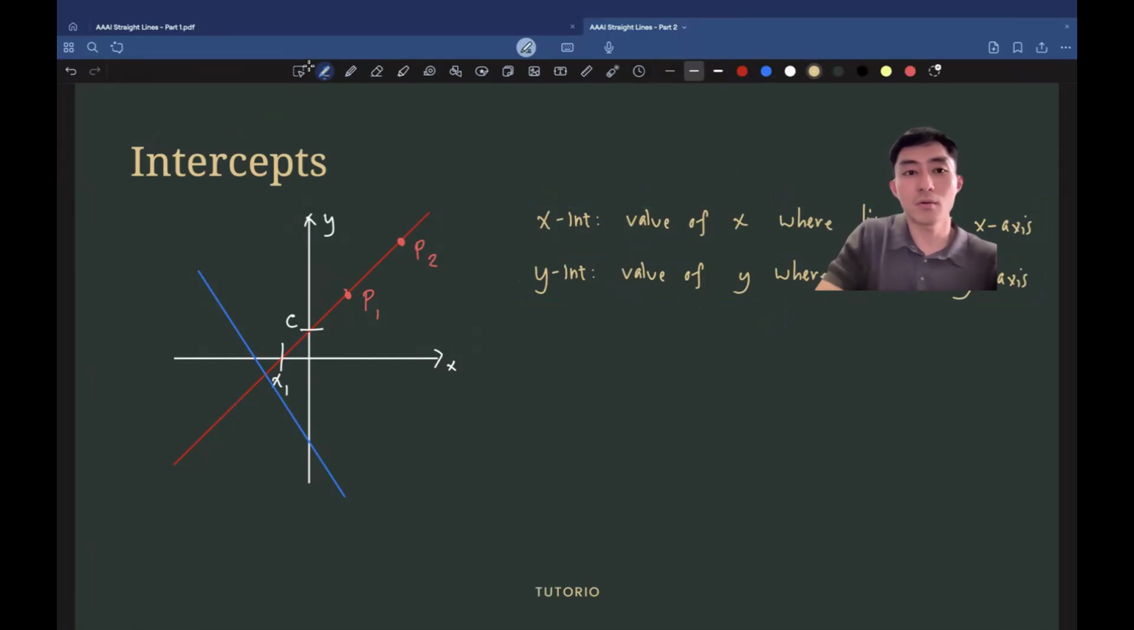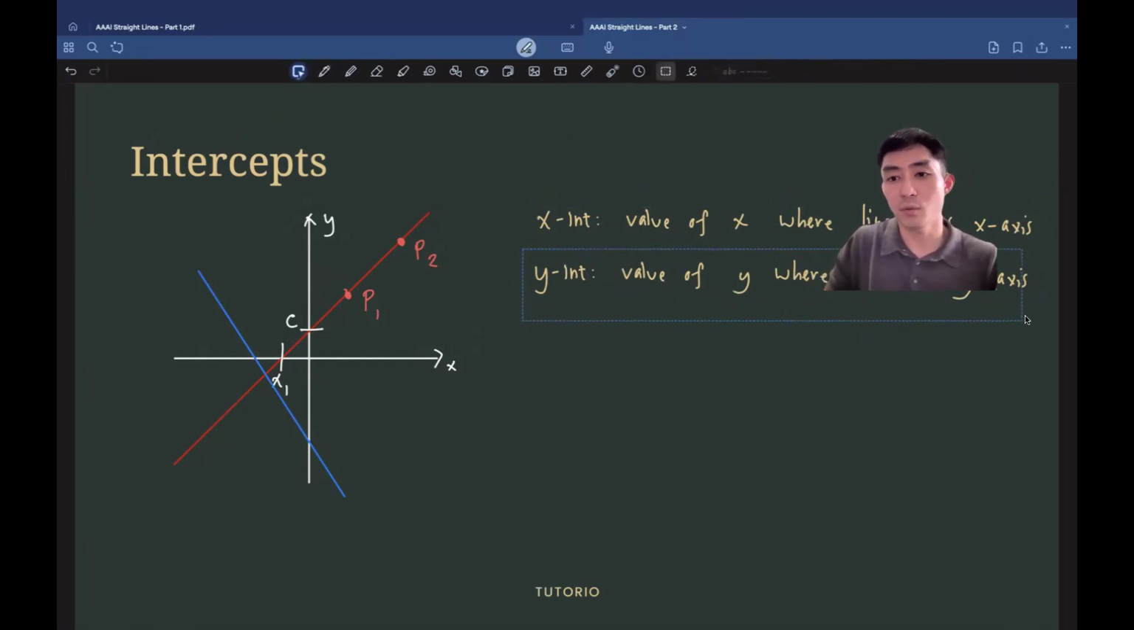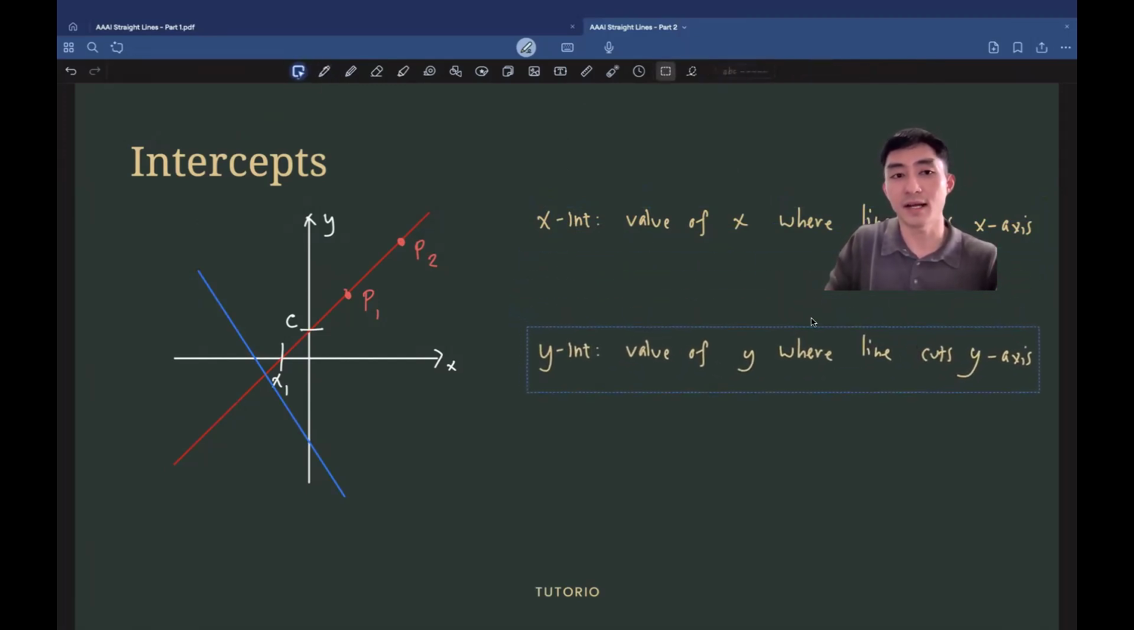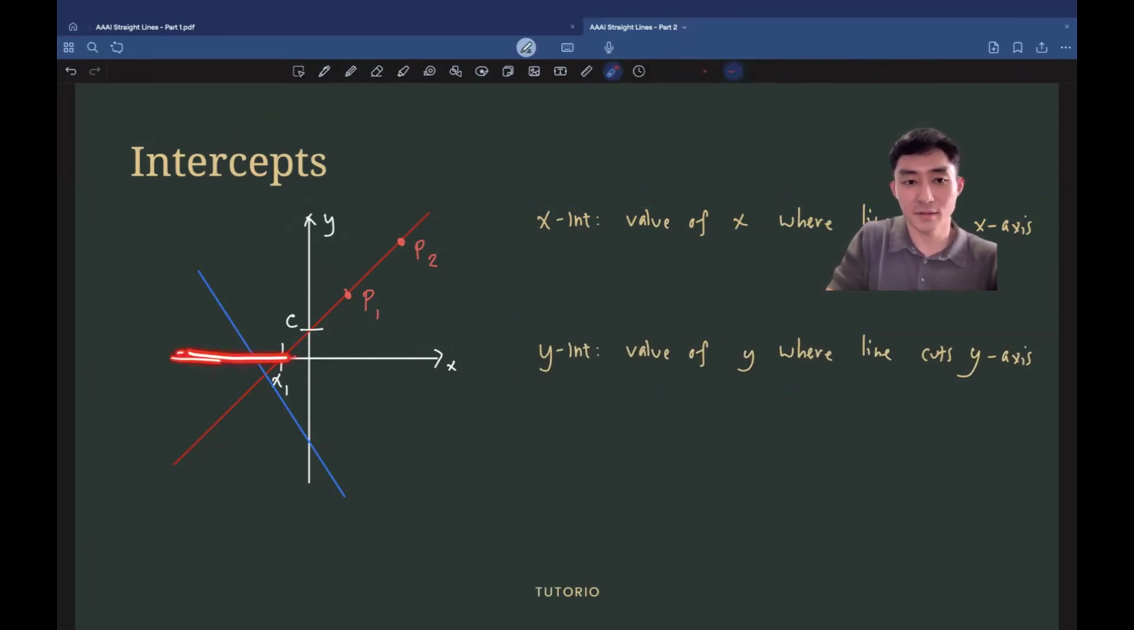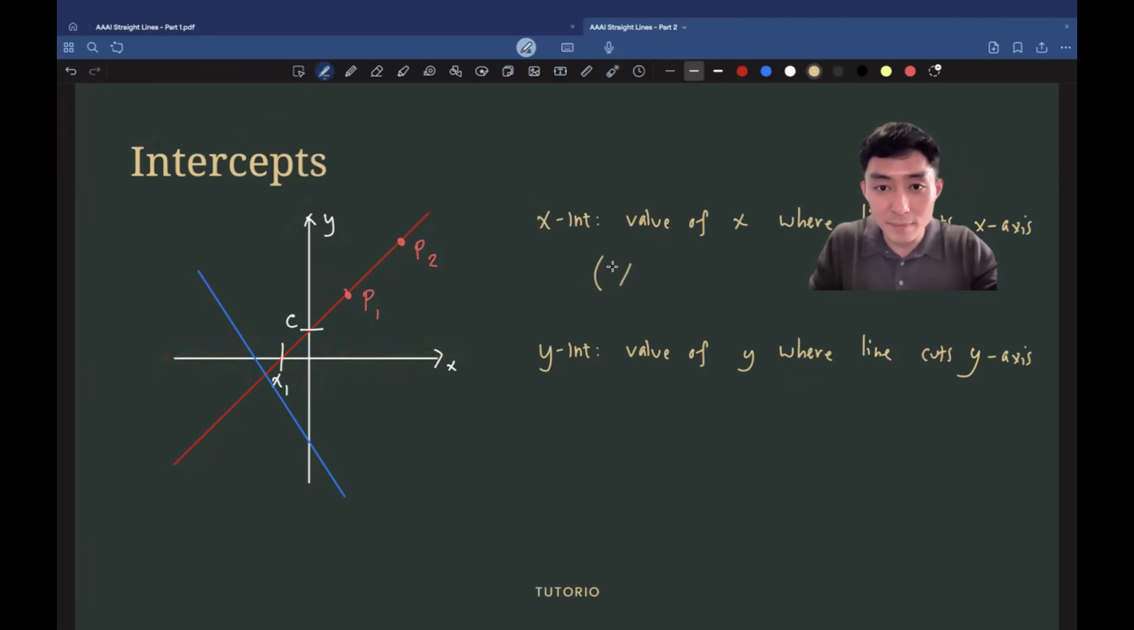Now we shall focus on writing it in coordinates and understanding it. Because the x-intercept is here, and this is the central 0, 0, the origin point, this means that when the x-intercept happens, the y value is 0. So the coordinate would be x-intercept, comma 0.